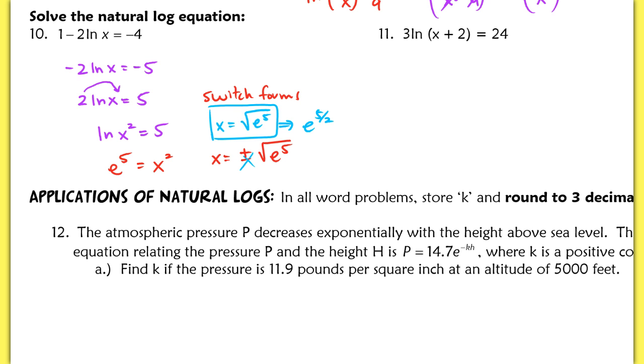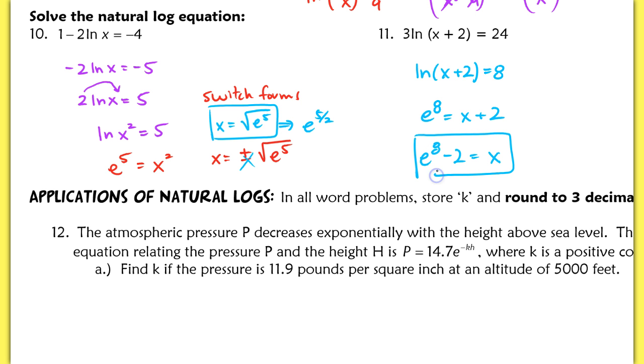Okay, now in number 11, what I'm going to do first is try to isolate that natural log by dividing out this 3 here so that I have the natural log of x plus 2 equaling 8. Now after this, I'm going to get stuck, right? I can't really do anything to simplify here. I can't do anything other than rewrite and switch this form into an exponential equation. So now I have e to the 8th power, because my base here is e. So e raised to the 8th power equals my argument x plus 2. If I want to get x alone here, I would have to subtract the 2. So I have e to the 8th minus 2 equaling x. So there's my solution here, and that's how you solve some log equations.